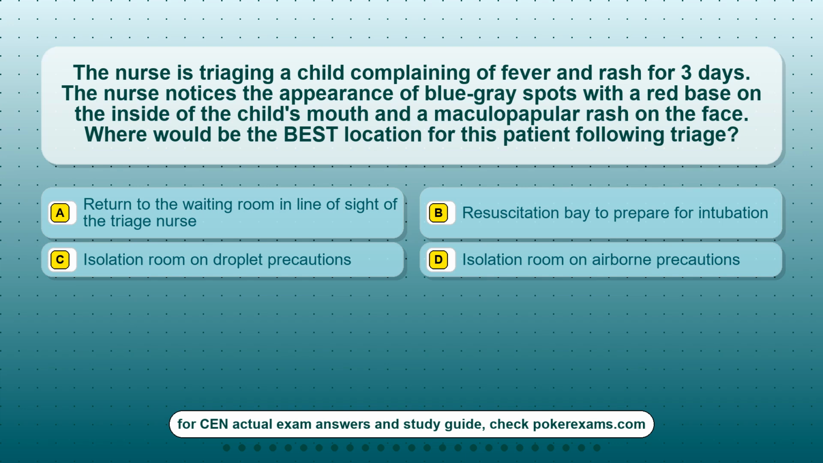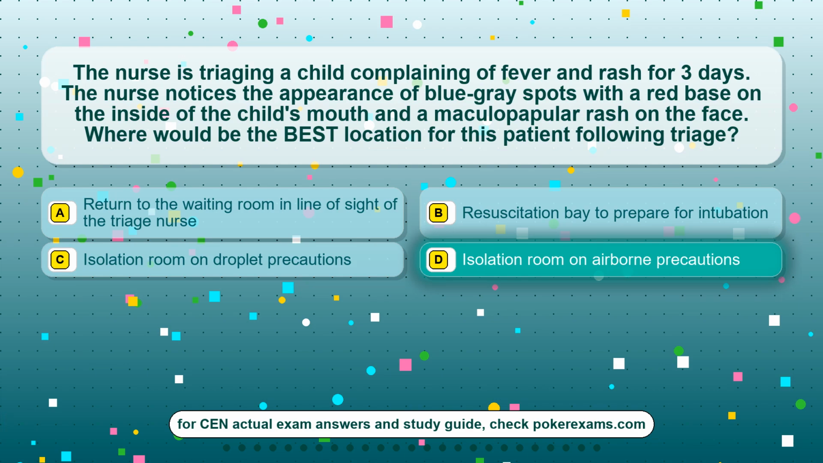Question 19. The nurse is triaging a child complaining of fever and rash for 3 days. The nurse notices the appearance of blue-gray spots with a red base on the inside of the child's mouth and a maculopapular rash on the face. Where would be the best location for this patient following triage? Option A. Return to the waiting room in line of sight of the triage nurse. Option B. Resuscitation bay to prepare for intubation. Option C. Isolation room on droplet precautions. Option D. Isolation room on airborne precautions.